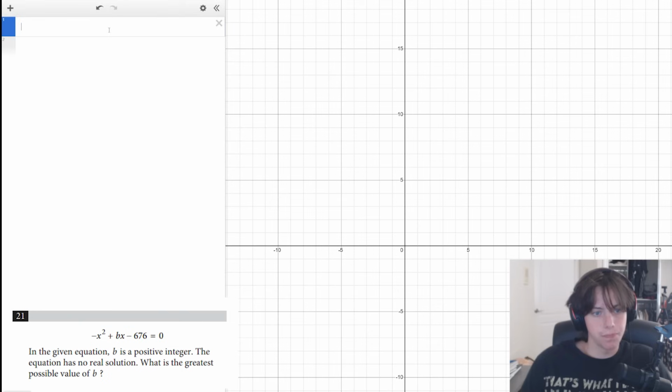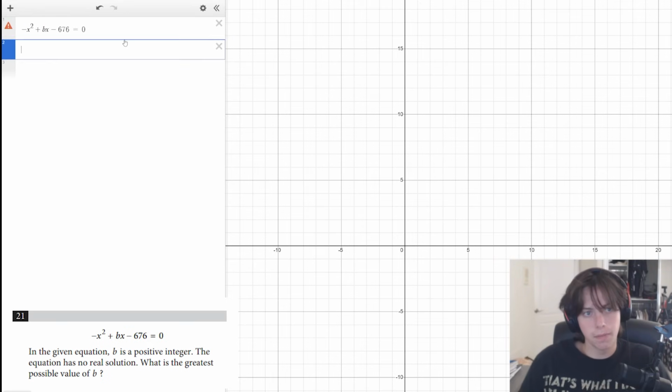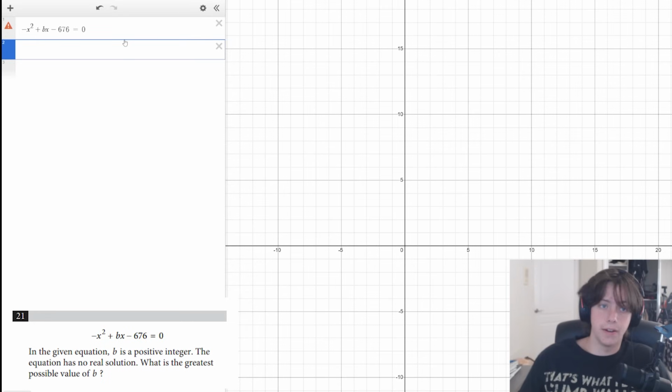Question number 21. In the given equation, b is a positive integer. The equation has no real solutions. What is the greatest value of p? Here we're going to utilize the slider option, but what I didn't realize is you obviously can't use the slider option if you have the equation set to 0. That doesn't make sense. This wouldn't work.